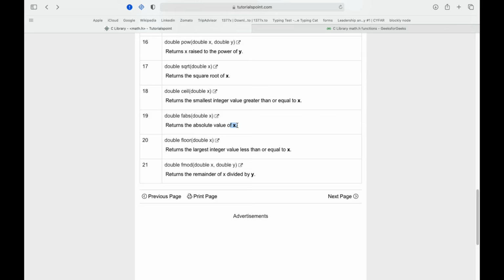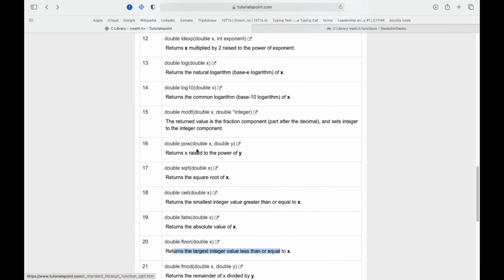a number. If the input is a negative number, then it is going to give you the same number in the positive form. If the number is positive, it is going to return the number as it is. Then we have the floor function, which gives the nearest integer value, or you can say truncates the decimal. Then we have many more functions.